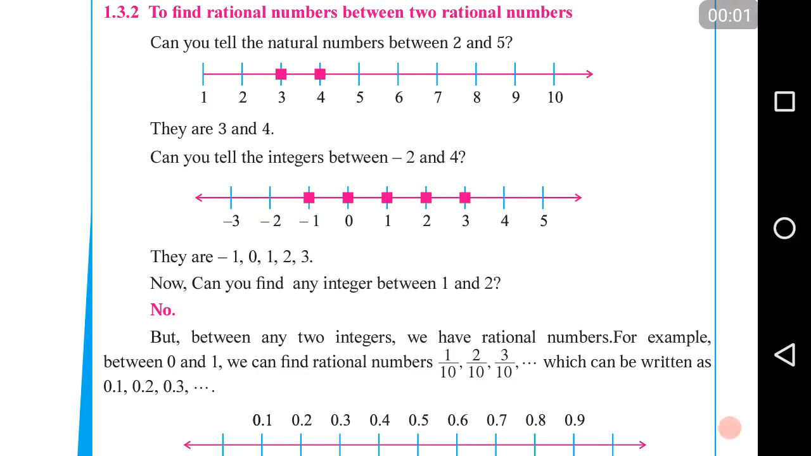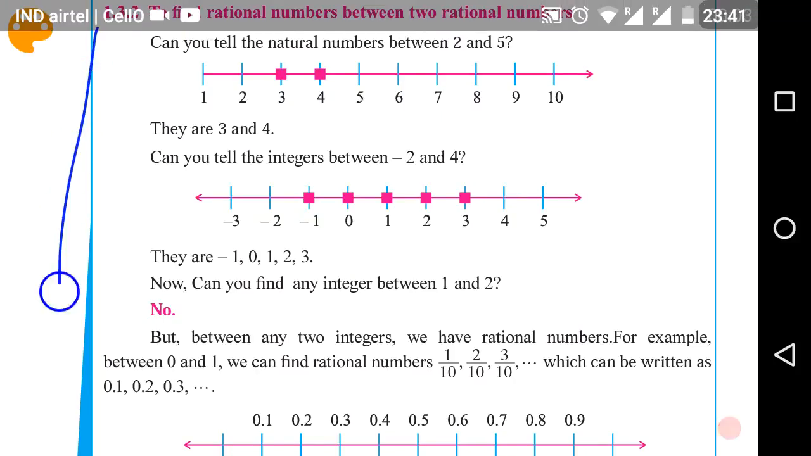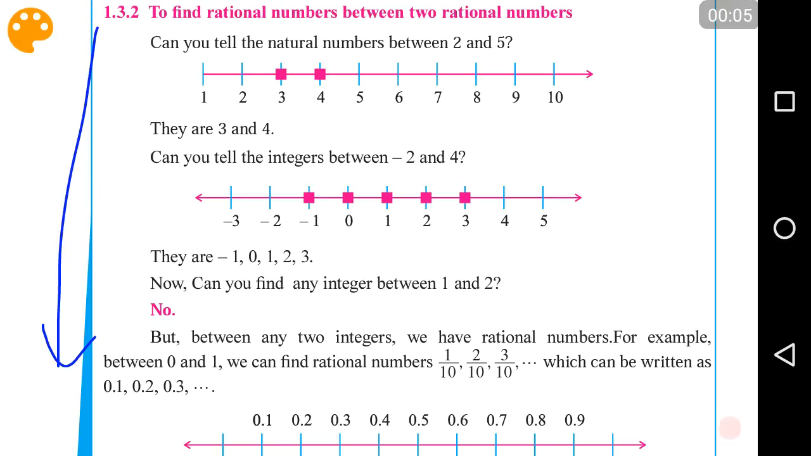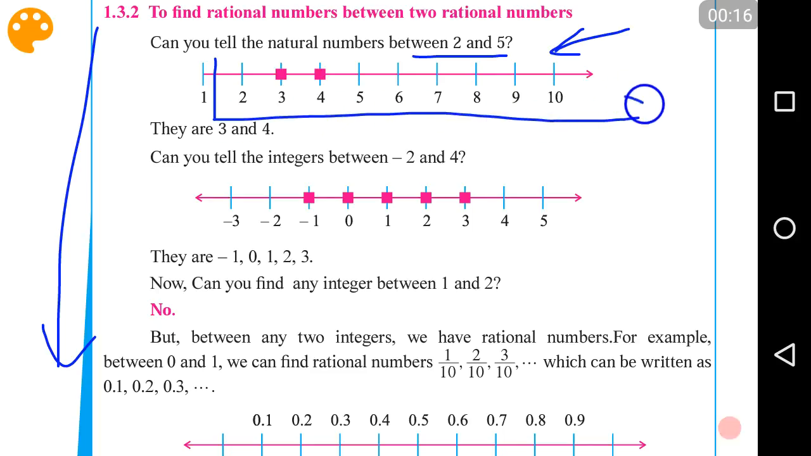Okay, students, now we will try to find the rational numbers between two rational numbers. First, we will start with the natural numbers. So, what are the natural numbers that are between 2 and 5? Natural numbers start from 1 and go like this: 1, 2, 3, 4, 5. Between 2 and 5, we have two natural numbers, 3 and 4.